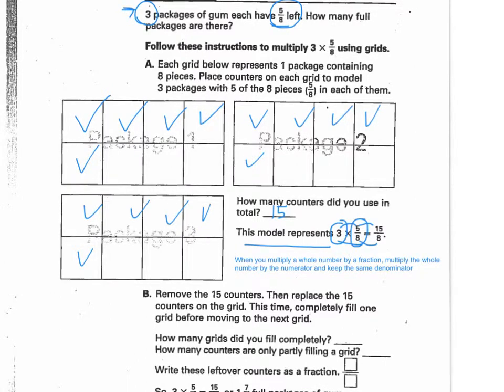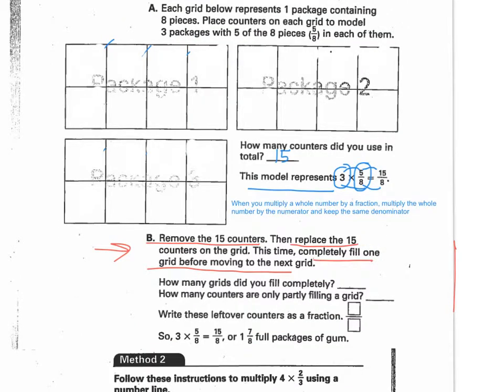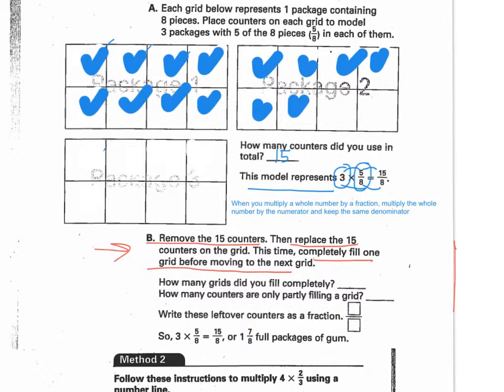Now the question has asked, how many full packages are there? This is where our next step comes in. We're going to rearrange the 15 counters and replace them on the grids, and this time completely fill one grid before moving on to the next one. So I'm going to put 1, 2, 3, 4, 5, 6, 7, 8, 9, 10, 11, 12, 13, 14, 15. So I have 15 counters on there.